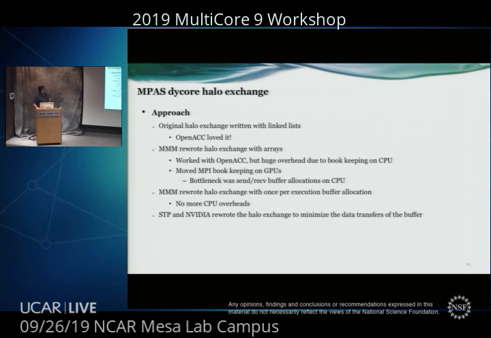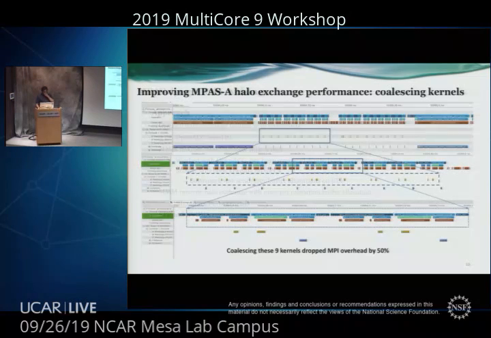Again, we requested them to rewrite it in such a way that all this bookkeeping will be moved onto the GPU, as well as the bottleneck like send and receive buffer allocation. Once they rewrote it, there were no CPU overheads, but we still were seeing less performance than what we expected. So what we did was we looked at the profiling using NVProf.